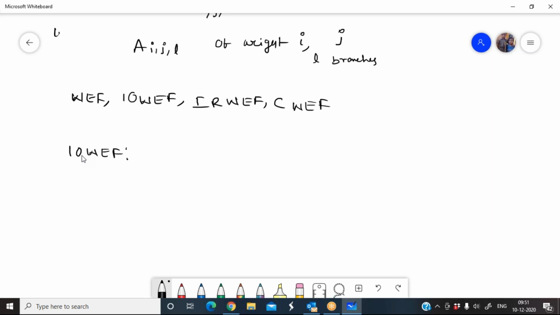But here when you go for the function IOWEF, it contains only information about the input and output weights, but not on the length. What is the meaning of that? No need to take the z, only x and y is required. So IOWEF can be obtained with the help of the formula T of x comma y. No need to go for T of x comma y comma z. So the meaning of that is T of x comma y comma z, where z is equal to 1.